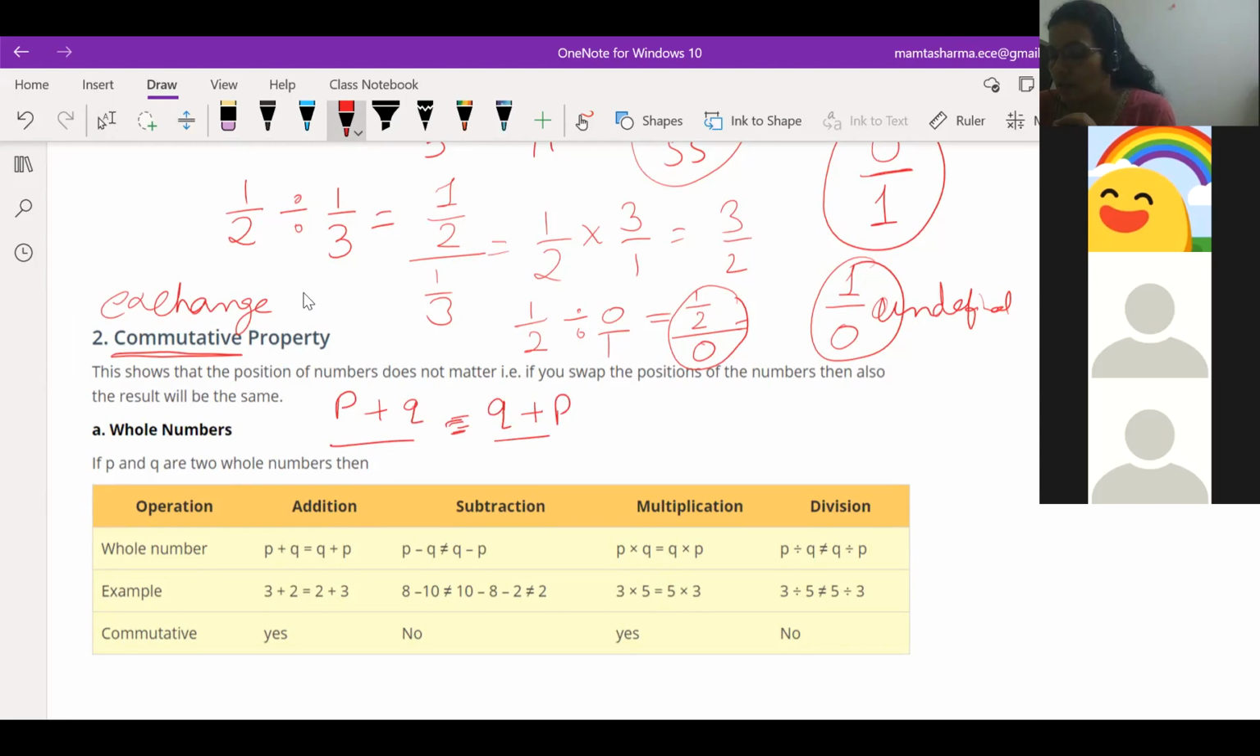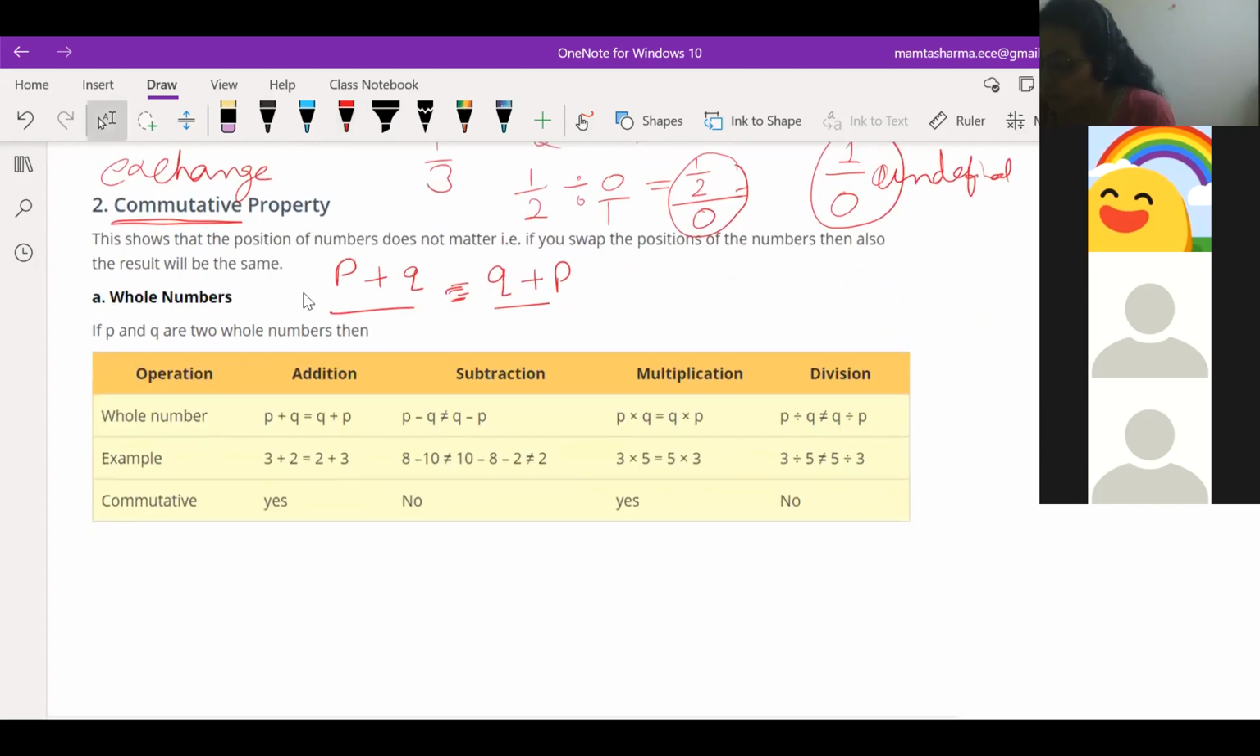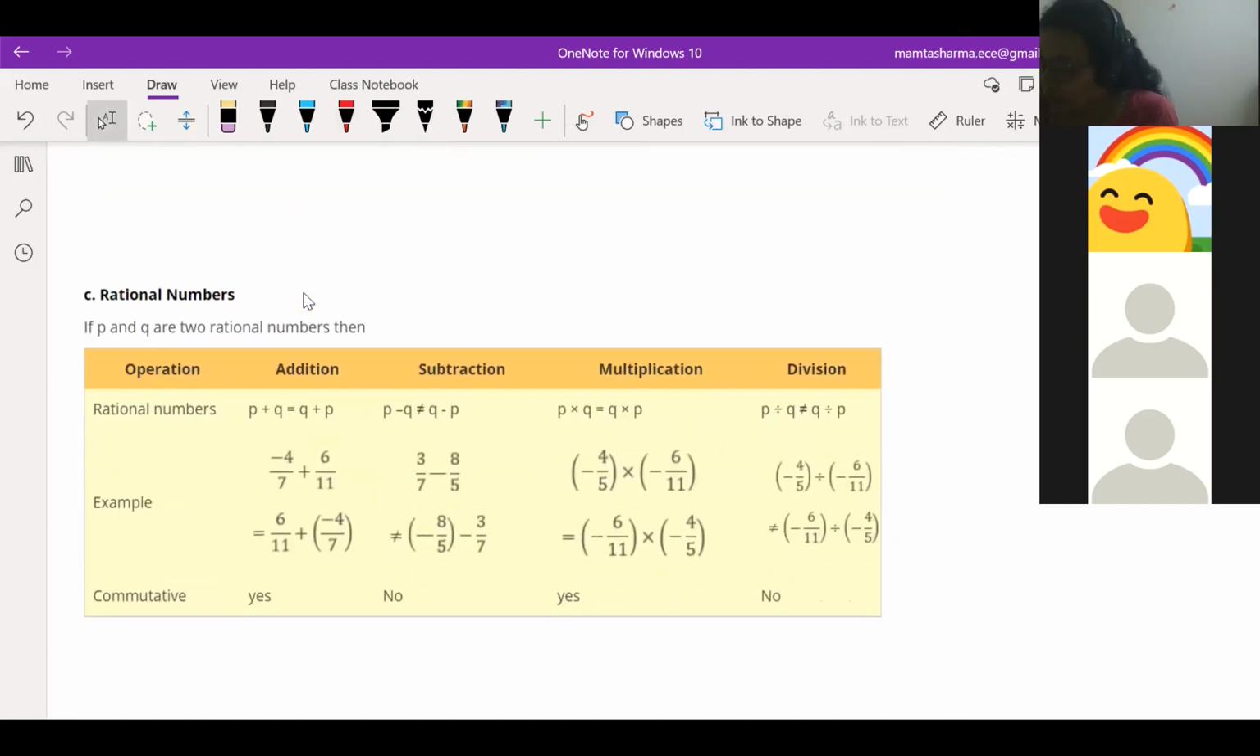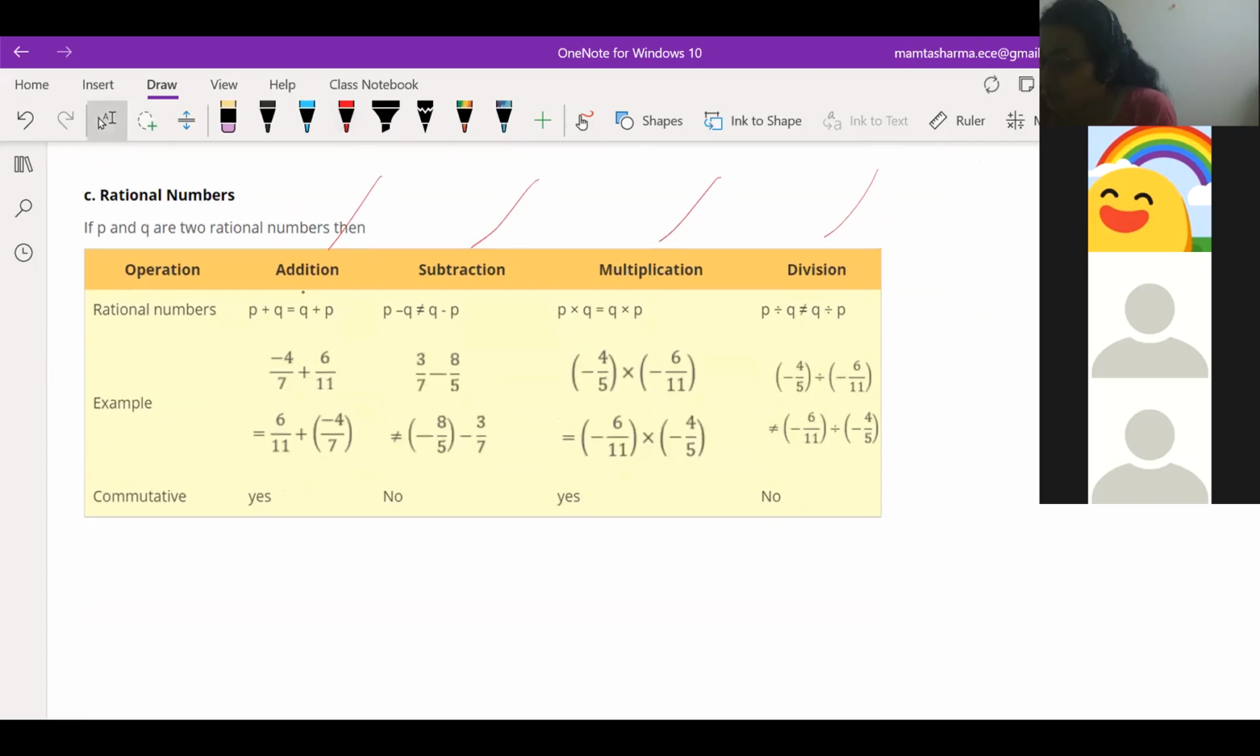It means P and Q follow the commutative property. So for rational numbers, we will check the commutative property for addition, for subtraction, for multiplication, and for division. For all the operations, we will check whether the rational numbers are commutative or not. Okay, so let's take the first example.